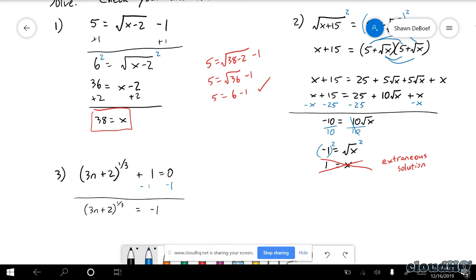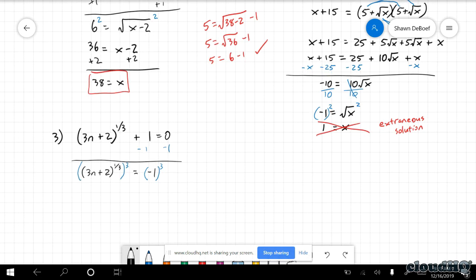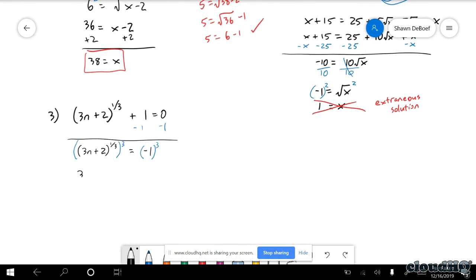The opposite of a cube root is a cube, or another way to think of this is take this to the power of 3. You would multiply your exponents. 1/3 times 3 would be a 1, and that's what I want. So I have to do it to both sides. Negative 1 to the third is negative 1. We get n equals negative 1. We're going to test it to make sure that it works.